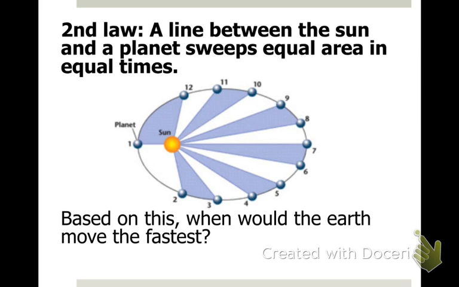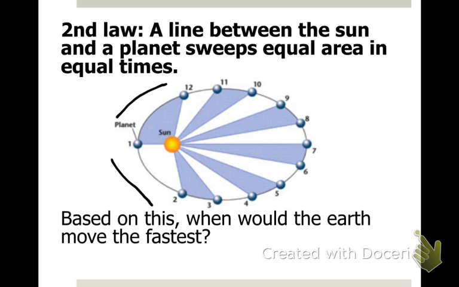If you said that the Earth was going to move the fastest from space 1 to 2 or from 12 to 1, then you are correct. So good job. Go ahead and give yourself a pat on the back. But I do want to go ahead and explain why this is.